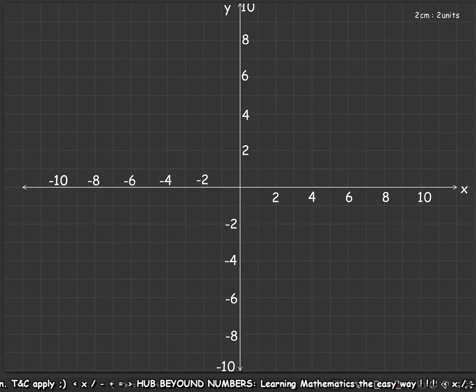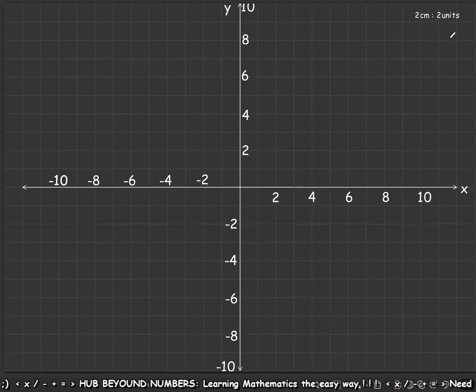So this is my graph sheet here. As you can see, I have my intervals in twos on the x-axis and also on the y-axis. This is my x-axis, this is my y-axis, and I've written the scale nicely over here. Now let's go back to the question.